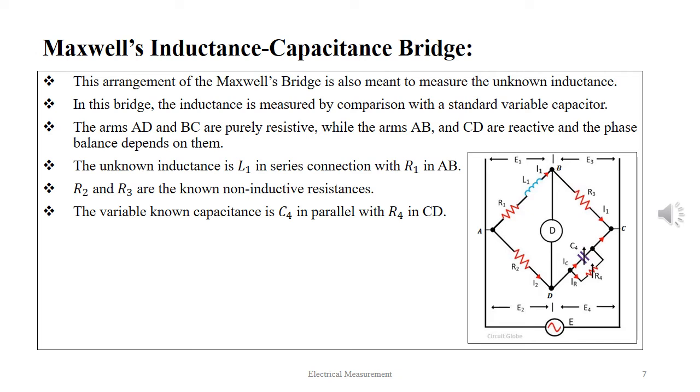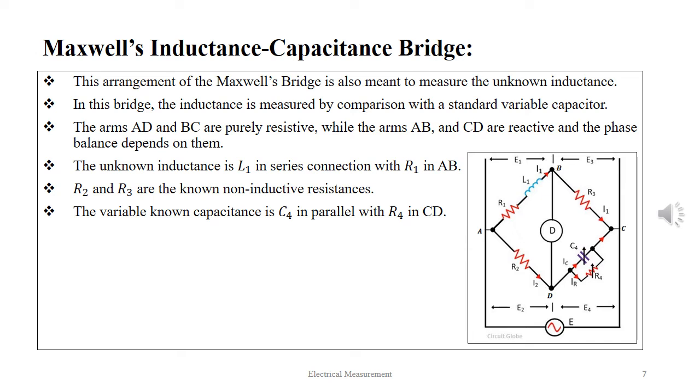The second type of Maxwell's bridge is the Maxwell's inductance capacitance bridge. In this bridge, the inductance is measured by comparison with a standard variable capacitor. The arms AD and BC are purely resistive in nature, while the arms AB and CD are reactive and the phase balance depends on them.